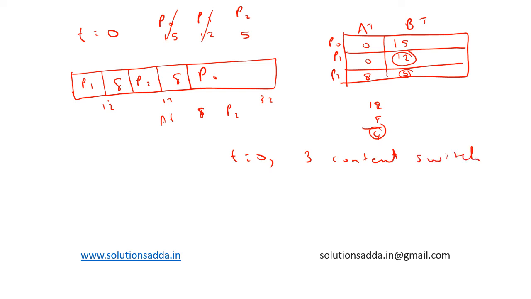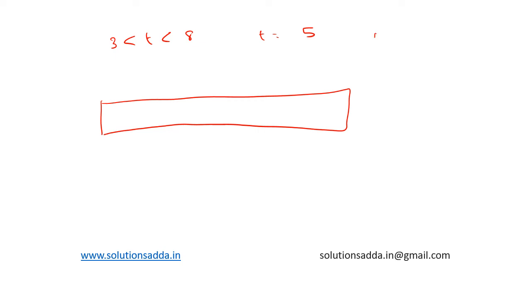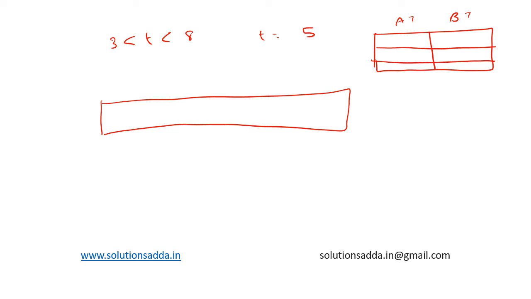So let's consider the next option, that is 3 less than t less than 8. Assume t is equal to 5. So we have the following. Draw the table as follows: arrival time followed by burst time. We have P0, P1 and P2. So here 0, here 5 and here 8. We have 15, 12 and 5. Now let's draw the Gantt chart.